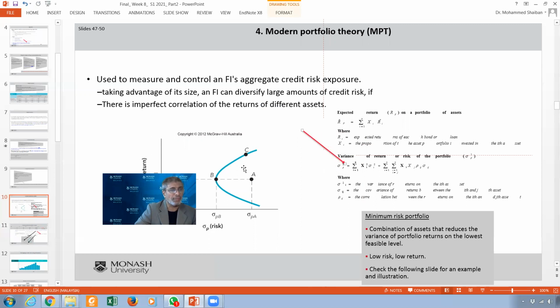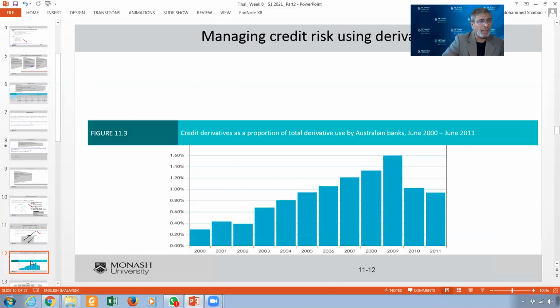So it's very clear. Now let me go just from here. I think I'm done here. Now we go to the derivatives, which is the how to hedge.